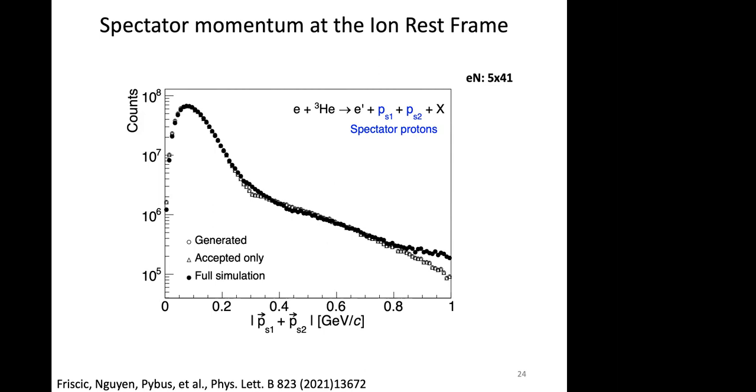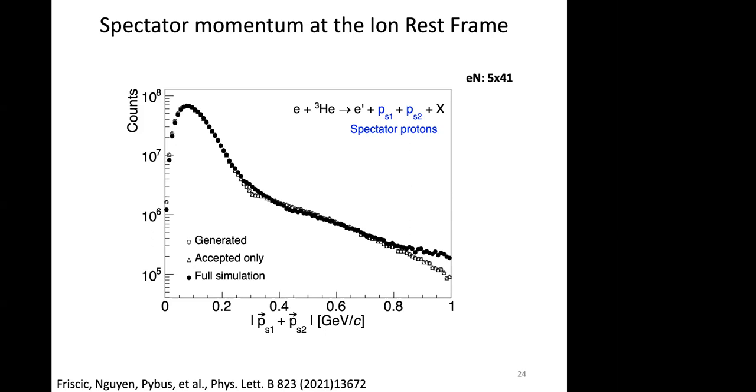So now, after we are able to detect those spectator protons at the far-forward detectors in the collider frame, the next step is that we boost everything back to the ion rest frame. Then we take the sum of the three-momentum of the two spectator protons. These plots show the total momentum of the two spectator protons.